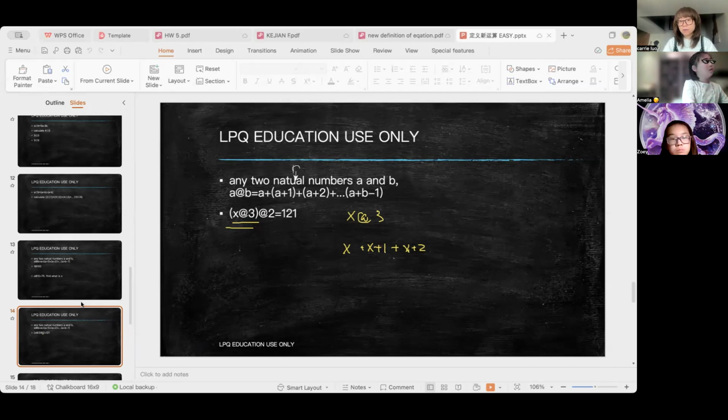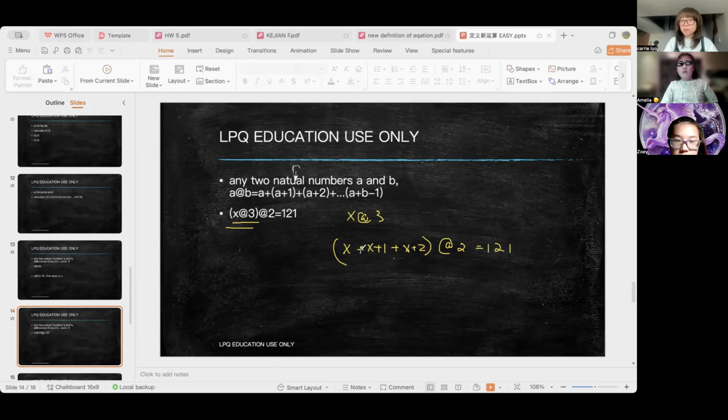Okay, so let's take a look at this one. So why I stop at 2? Zoe, because it's x at 3, right? So 3 is at 2, correct? Amelia, understand? Okay, so I have this one. And at 2 equals 121.